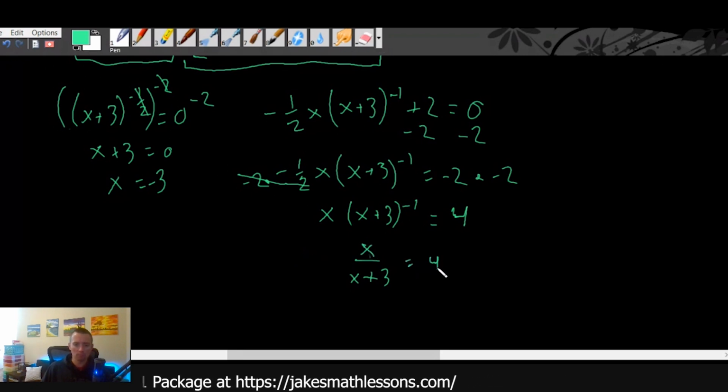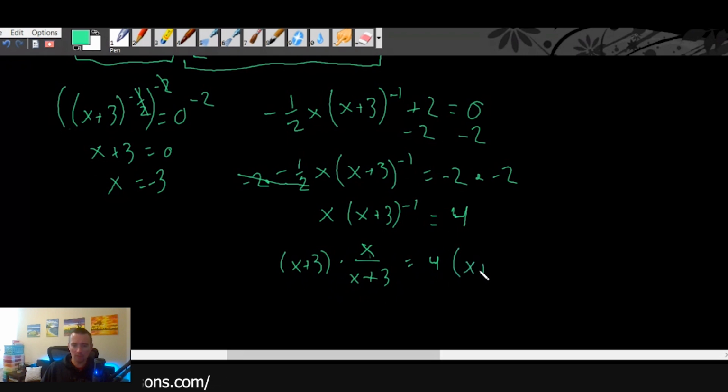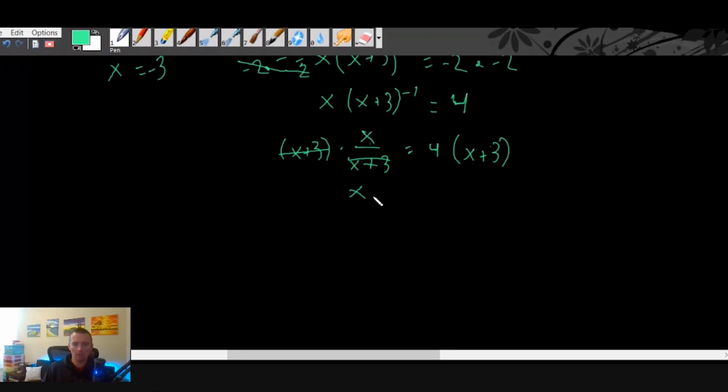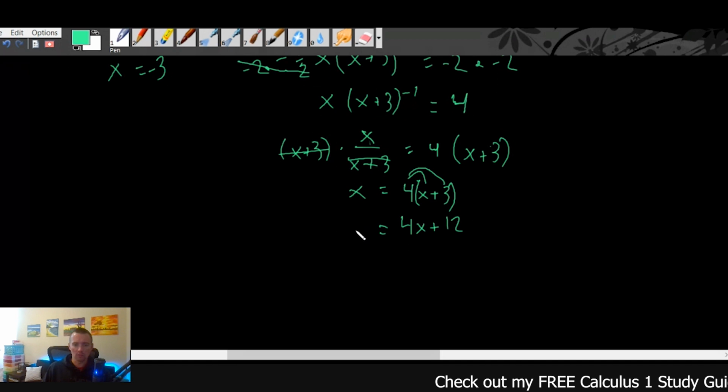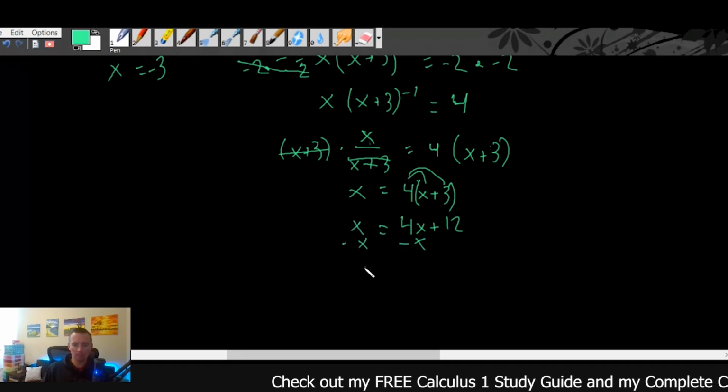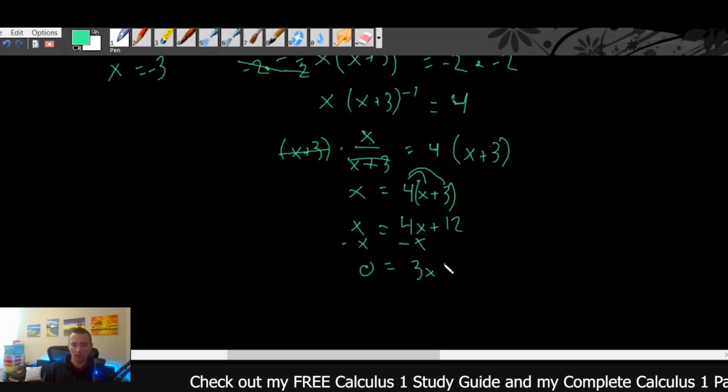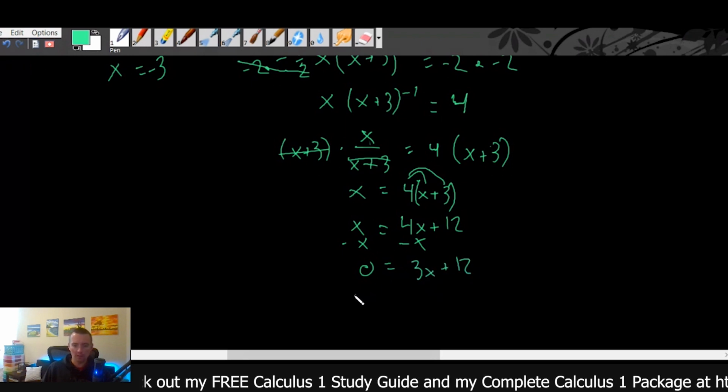And that's equal to 4. Then we can multiply the x plus 3 over. So do be careful to put that in parentheses so that it'll cancel with that whole denominator, giving us x equals 4 times x plus 3, which we can distribute, giving us 4x plus 12 equals x. Subtract x from both sides. 0 equals 3x plus 12, minus the 12.